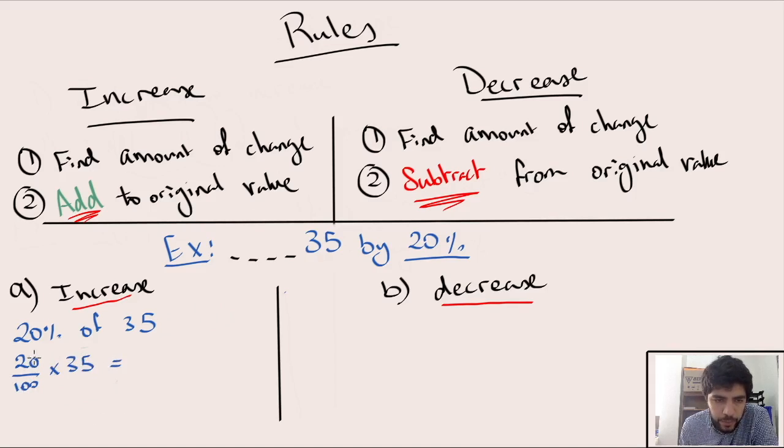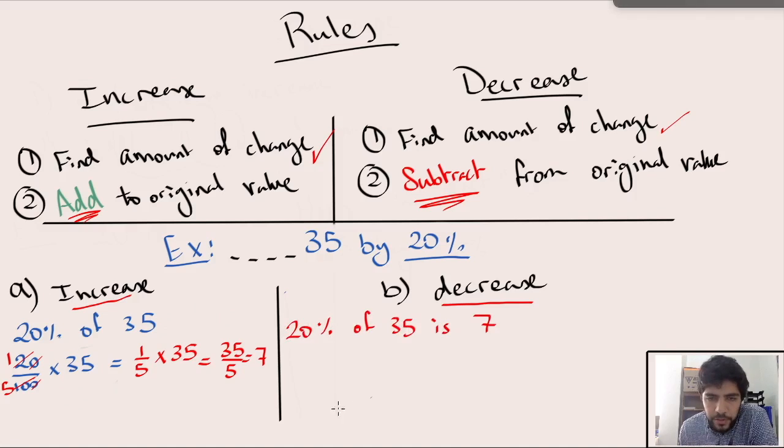This is equal to, if we simplify, let me actually simplify. I'm going to divide 20 and 100 by 10, so now I have 2 over 10. I can simplify further, divide by 2. This becomes 1, this becomes 5. So we end up with 1 over 5 times 35. You can say 35 over 1, which is equal to 35 divided by 5, which is 7. So I'm done with step 1, which is find the amount of change. And notice it's exactly the same step 1 in the decrease, so we don't even need to do it in this case.